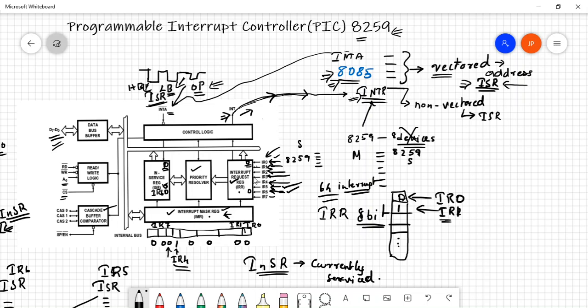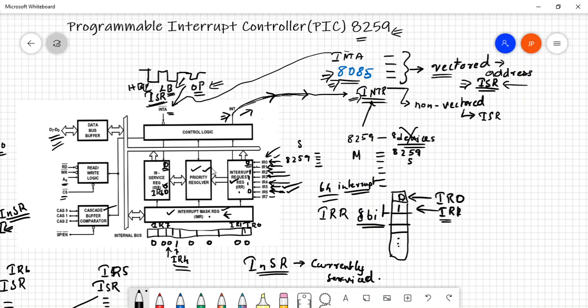Now you have an interrupt request register which registers the interrupts that are occurring. So let's say if there are 3 interrupts occurring at the same time, all the 3 interrupts will be registered in here. Let's say these 3 interrupts occurred at the same time, and one by one, the one having the higher priority will be serviced, so that you don't miss any of these interrupts.